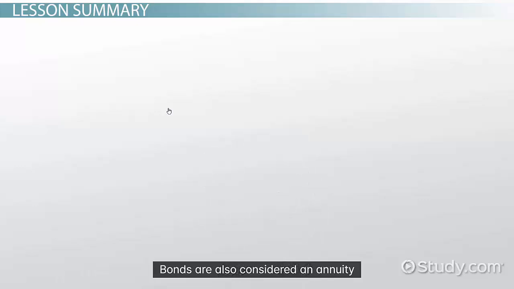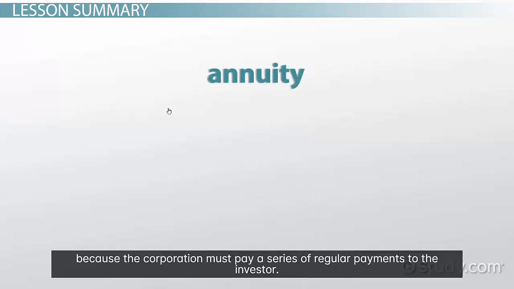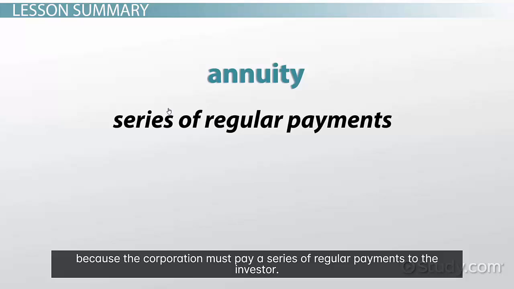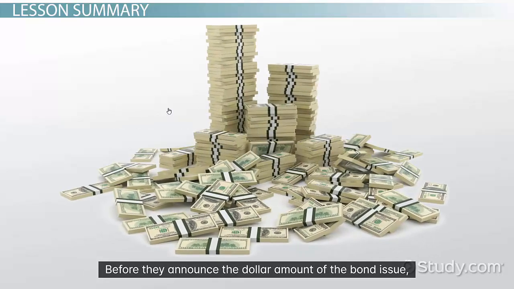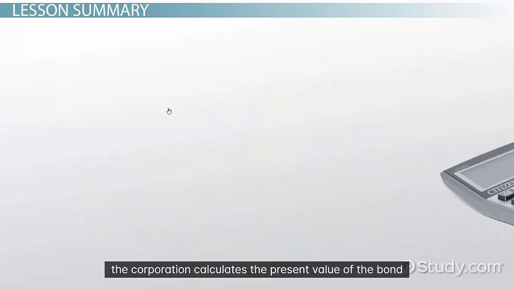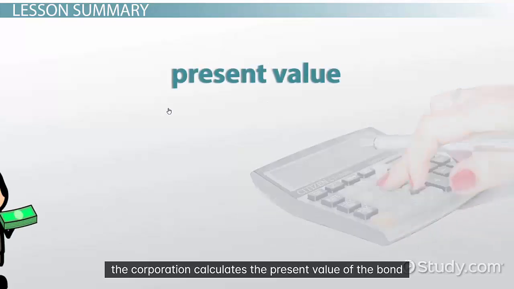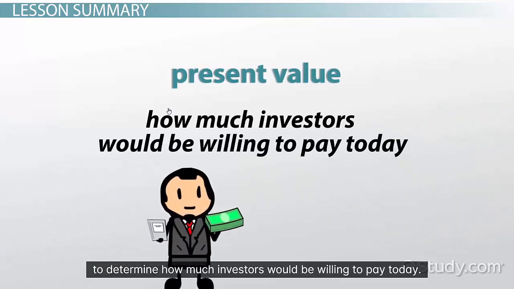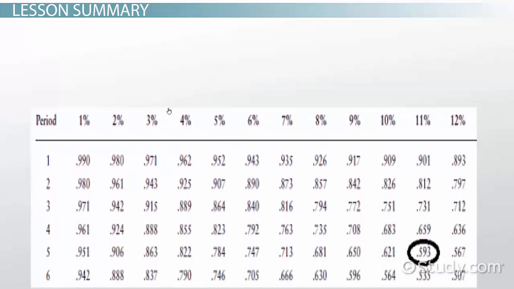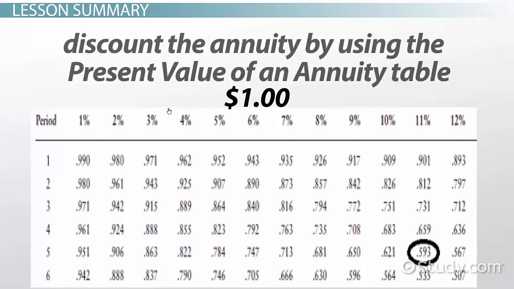Bonds are considered an IOU and are issued when corporations want to expand and grow. Bonds are also considered an annuity because the corporation must pay a series of regular payments to the investor. Before they announce the dollar amount of the bond issue, the corporation calculates the present value of the bond to determine how much investors would be willing to pay today. To find the present value, we use financial tables and discount the principal using the present value of $1 table and discount the annuity by using the present value of an annuity table.